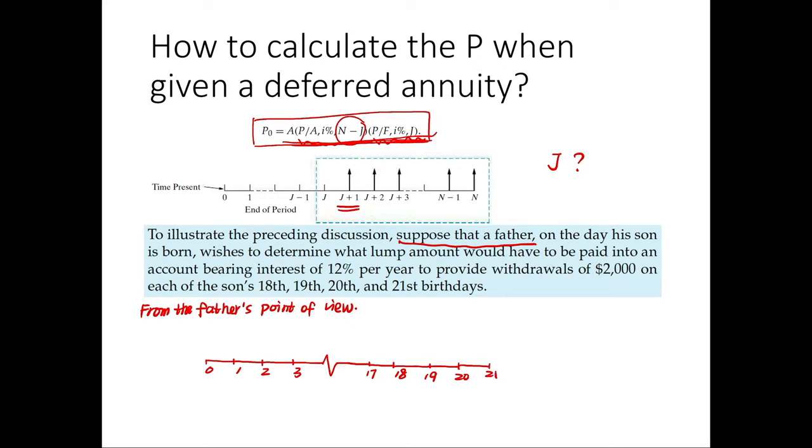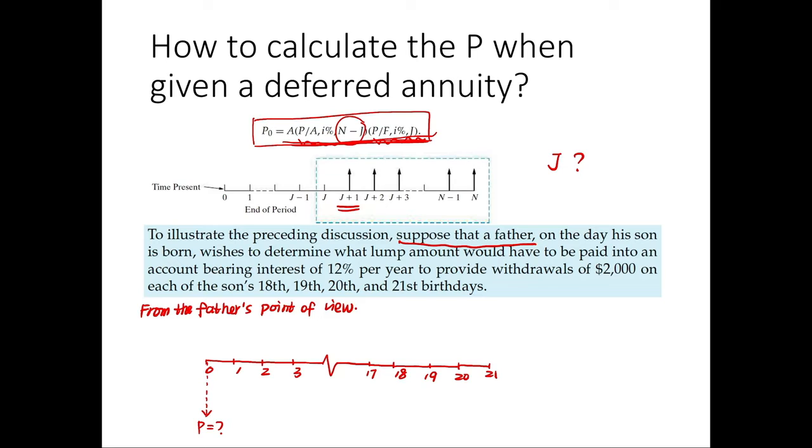Okay? And then if you look at it from the father's point of view, which is the same as the bank's point of view, of course. So the father will spend some amount out of his pocket. Okay, so he wants to know how much he has to spend at the beginning. So that's a dashed arrow going downward. Okay, that's the P. You don't know. So it's a question mark.